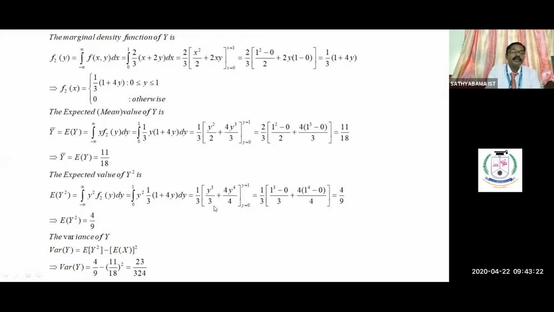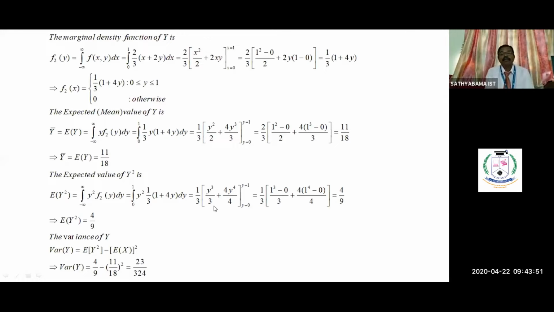Integral of y square is y cube by 3. Then for 4y cube we have the integral of 4y cube, which is 4y power 4 by 4. Substitute the limits for the y terms. That is 1 by 3. For y cube we are substituting the limit 1 cube minus 0, and for the other term we are substituting the limit 1 power 4 minus 0. Simplifying, we are getting 4 by 9.